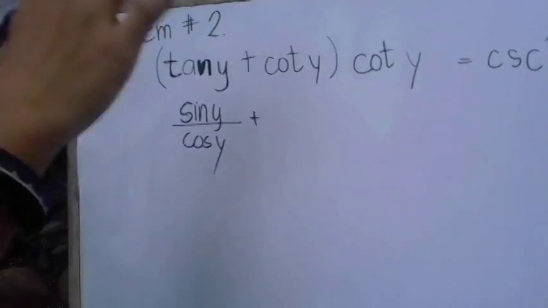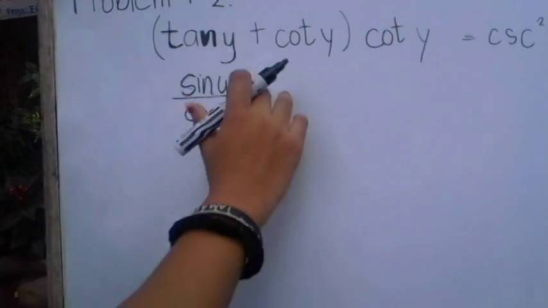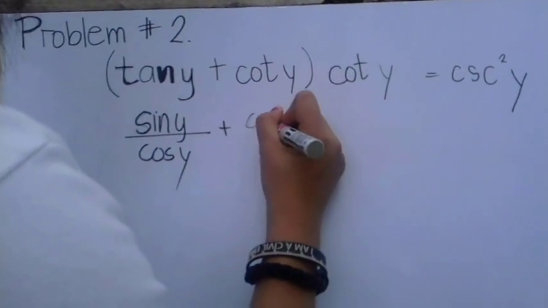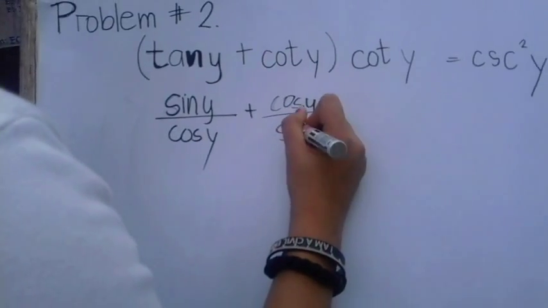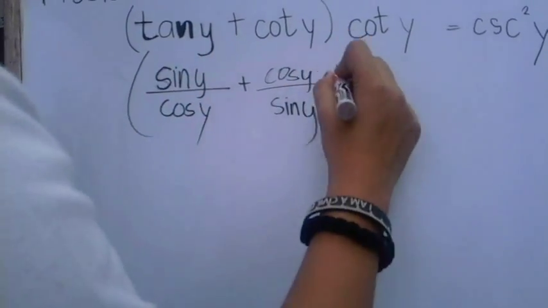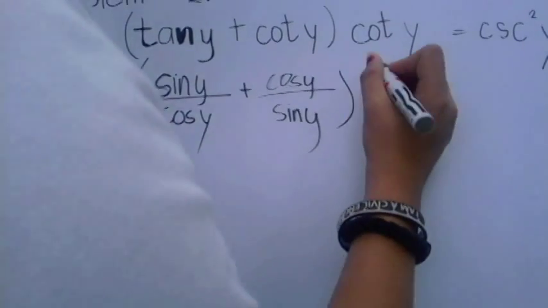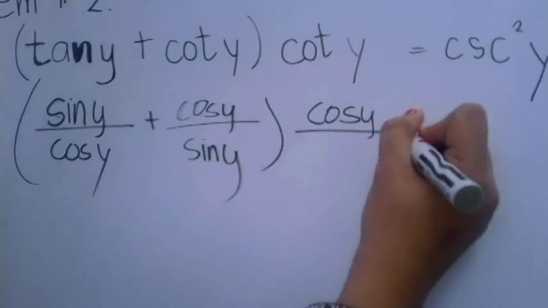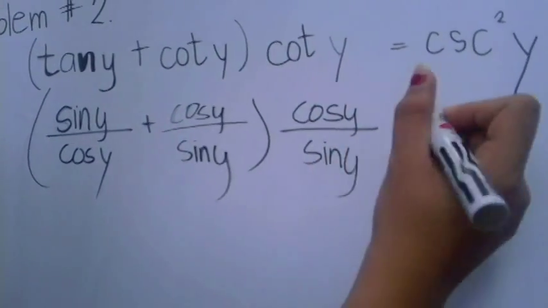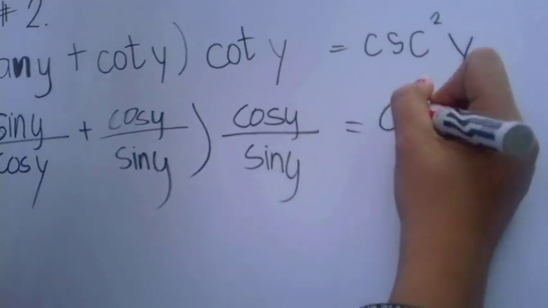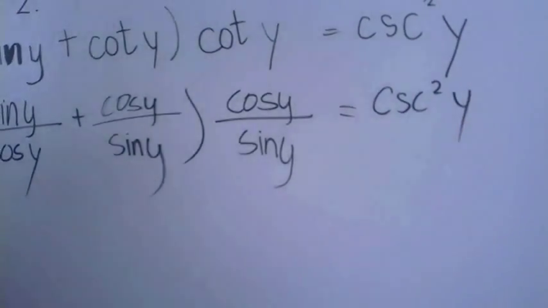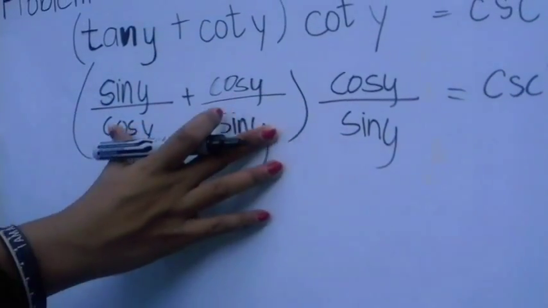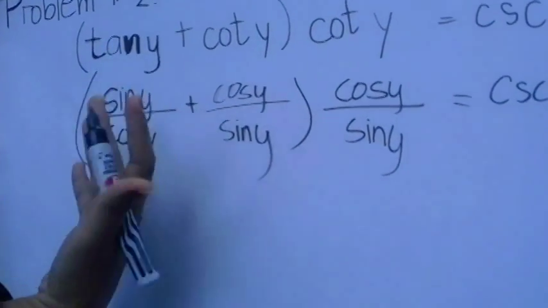And the ratio identity of cotangent y is equal to cosine y over sine y. And we also substitute here, so it's the same here, cosine y over sine y, which is equal to cosecant squared y. Now, the next thing we will do is find their common denominator.